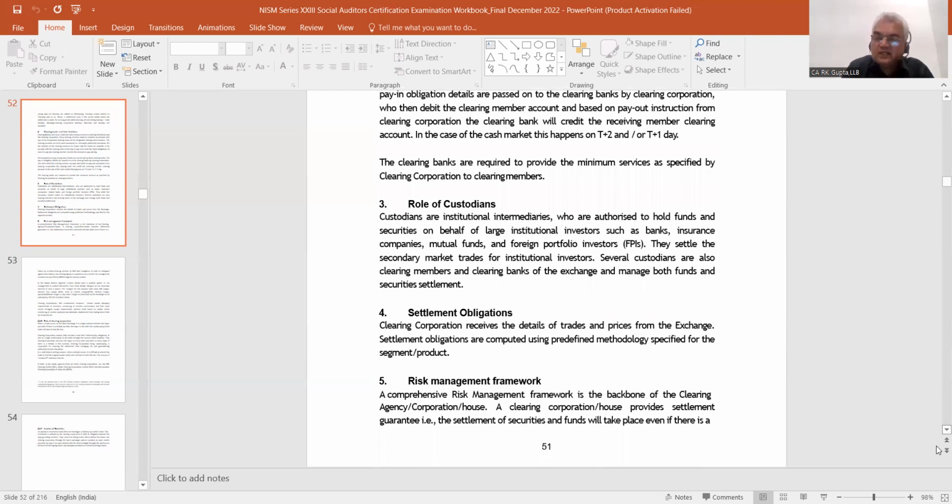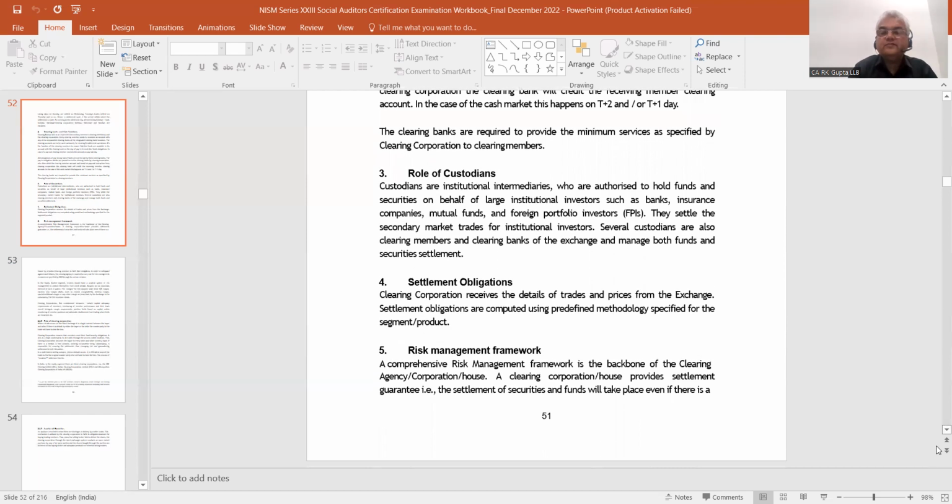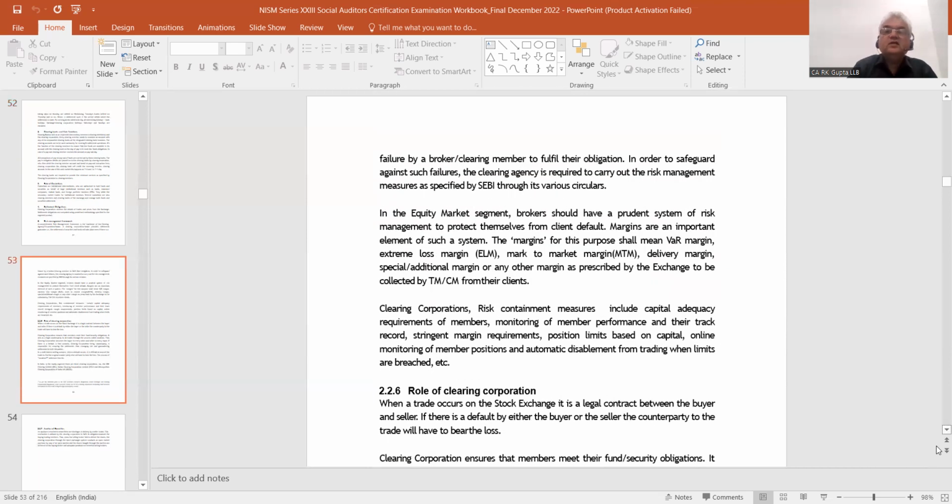Now, there are inherent risks like bad delivery or refusal by the company. So in that case, how is this risk mitigated? A comprehensive risk management framework is the backbone of the clearing agency or corporation houses. A clearing corporation or clearing house provides a settlement guarantee that the settlement of securities and funds will take place even if there is a failure by a broker or clearing member to fulfill their obligations.